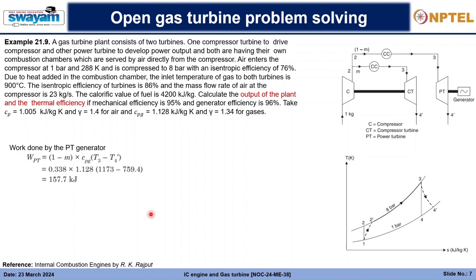Now we will convert that into watts. 23 kg per second is being delivered, and out of that, 1 minus m, or 0.338, is utilized in the power turbine. So we simply multiply by 23 kg per second and the associated efficiencies, the mechanical efficiency and generator efficiency. That gives 3307.9 kilojoule per second, so simply kilowatts.